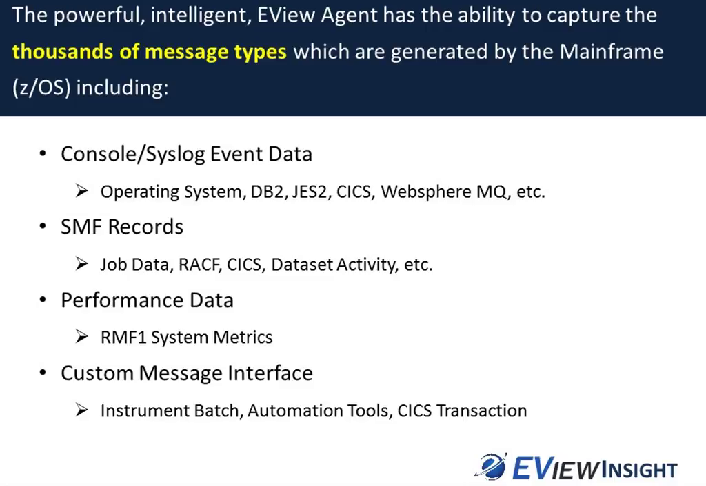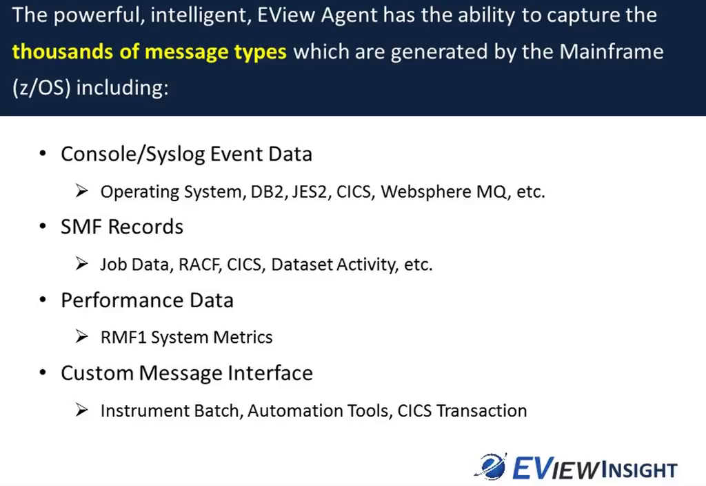Performance data: if you would like to collect performance data, the agent has an option to get data from IBM's Resource Measurement Facility, their RMF Monitor 1 system metric data, and send that data over to Splunk. You can configure how often that data gets collected and sent to Splunk.